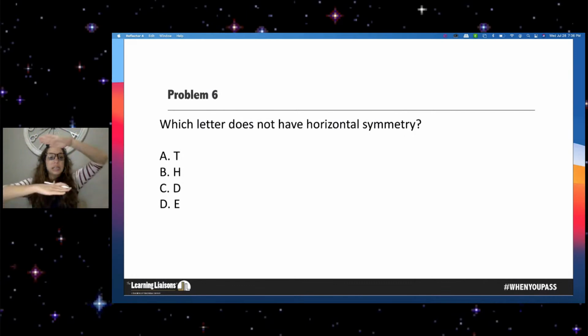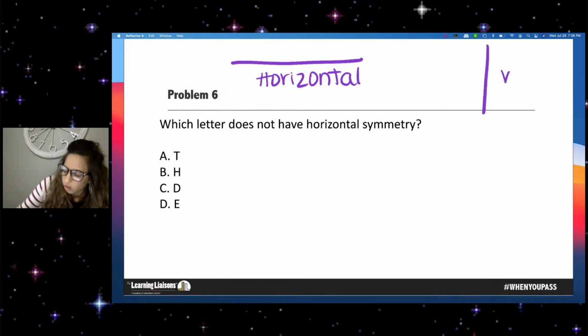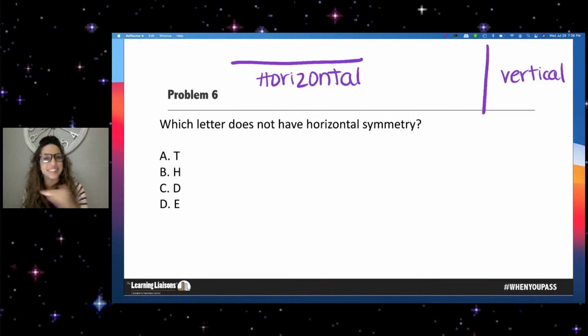Horizontal symmetry means I can cut it horizontally. So this is horizontal. And this is vertical. Everybody needs to know that because you need to know which direction your axes go when you're graphing. So which letter does not have horizontal symmetry?